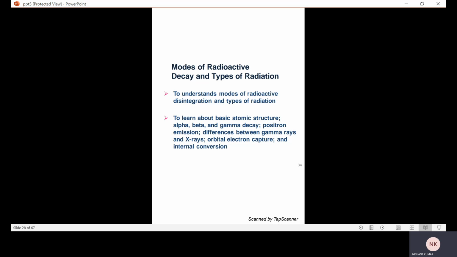The modes of radioactive decay and the types of radiation. To understand the mode of radioactive disintegration and type of radiation, learn about basic atomic structure, alpha, beta and gamma decay, positron emission, difference between gamma rays and X-rays, orbital electron capture and internal conversion.